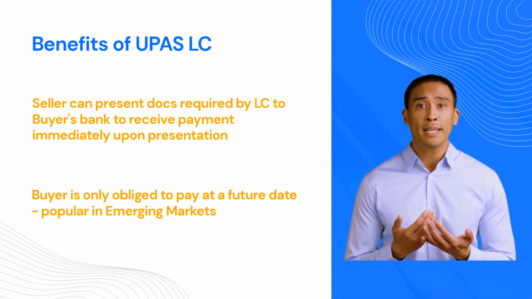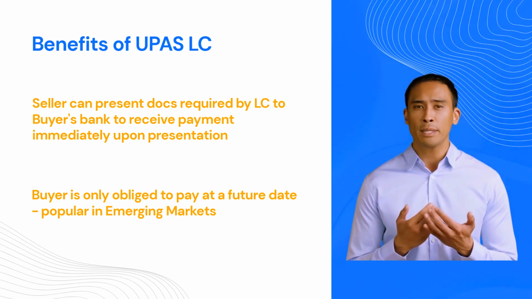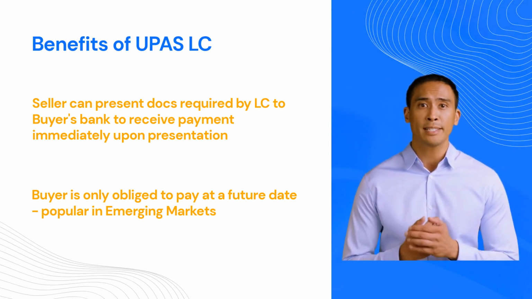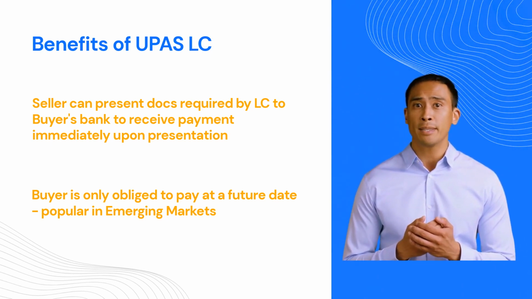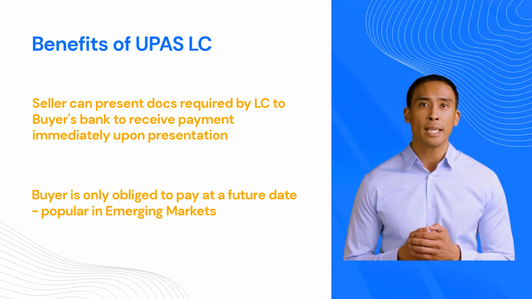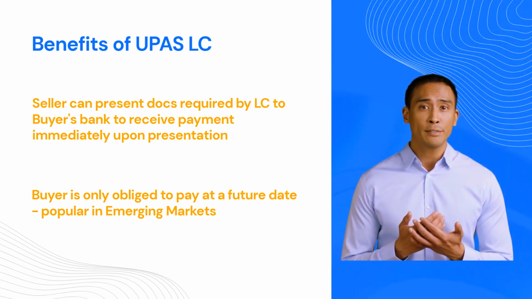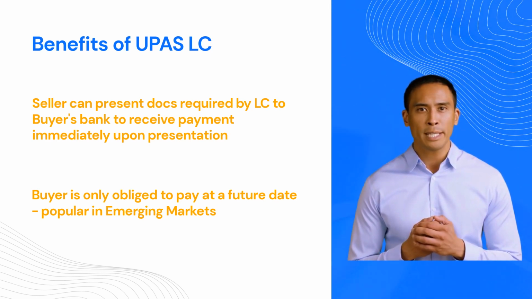This type of LC is often used when the buyer needs more time to pay for the goods or services, but the seller wants assurance that payment will be made. Industries such as textiles, machinery, and construction materials often use this type of LC to facilitate trade. It is also popular in emerging markets, where the importer may not have the cash flow to pay for goods upfront, and the exporter is looking for a secure way to receive payment.